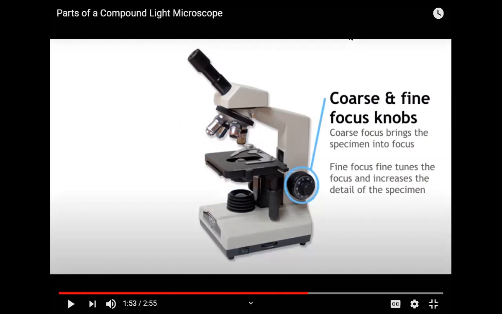Alright, so this is your objective lens and this is your stage.